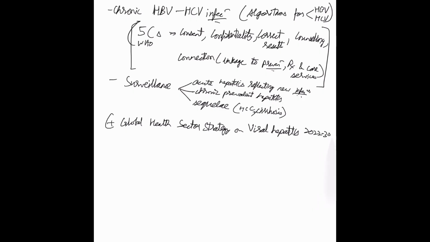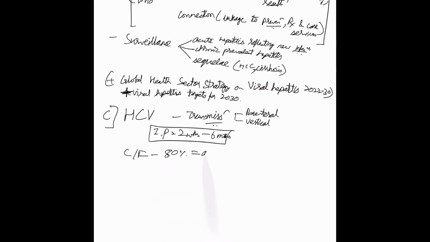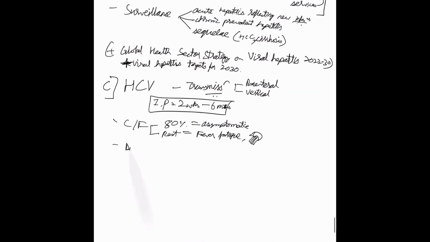Then a small note, which is not that important, on the global health sector strategy on viral hepatitis 2022 to 30 and targets for 2030. Then we have hepatitis C virus, whose transmission can be parenteral or vertical. Incubation period is 2 weeks to 6 months. In the clinical features, 80% are asymptomatic, but the rest have fever, fatigue, and vomiting, non-specific class B symptoms. Then diagnosis, we have recombinant immunoblot assay or RIBA.